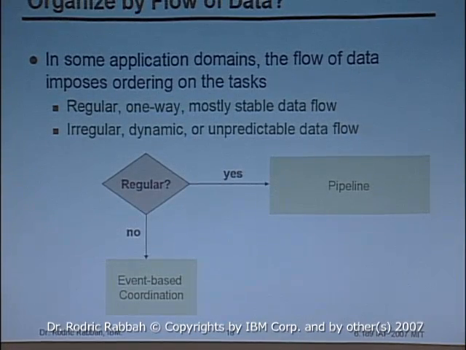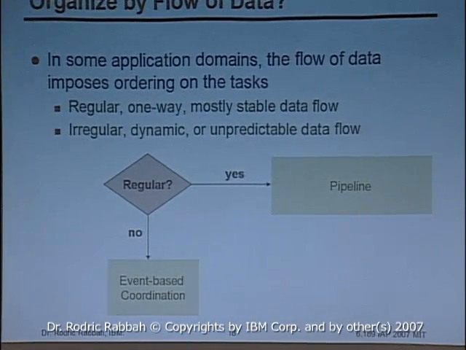And this could be a linear chain of computation, or it could be nonlinear. It could have branches in the graph. And I can use that in a way to exploit pipeline parallelism.